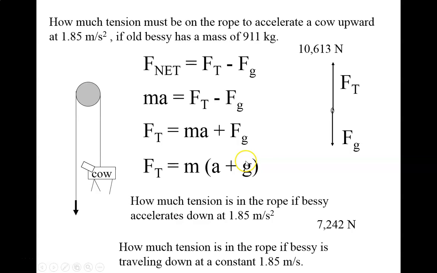And then how much tension is in the rope if Bessie is traveling downward at a constant 1.85 meters per second? Okay. So we're going to use the same equation. It's the same problem, just changing it up a little bit. What's the acceleration? How am I going to figure out the acceleration in this last part here? Well, there is no acceleration. So a equals 0. So Ft equals mg. Okay?